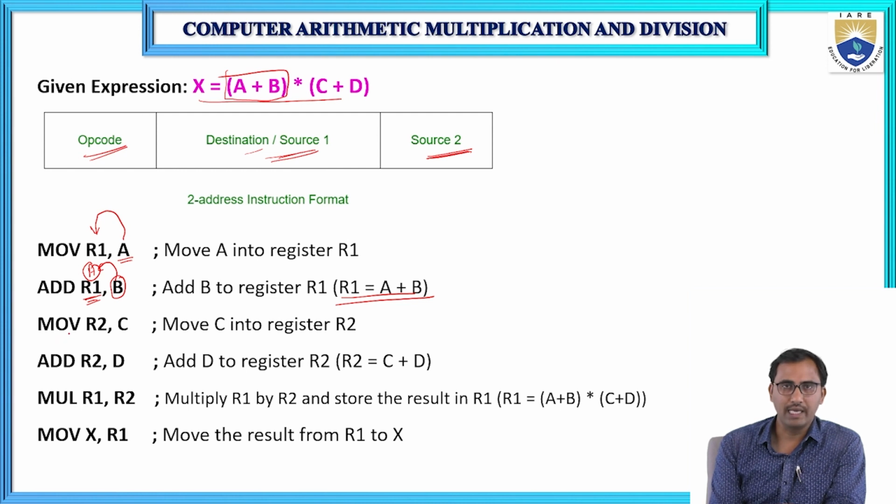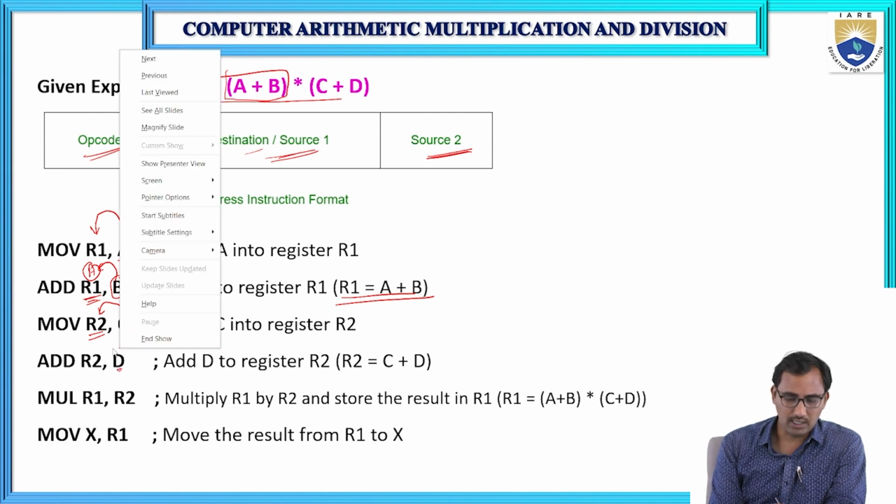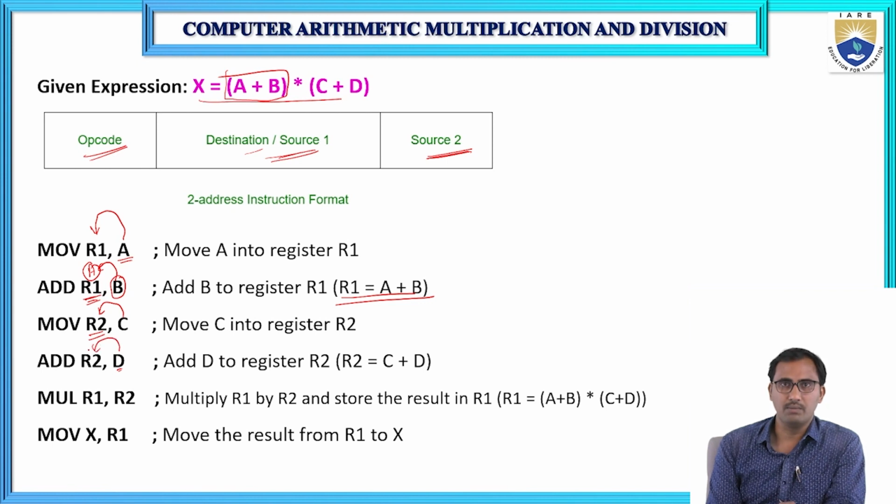Next move, I am taking another register, that is r2, and I am loading the c value into that register. So c to r2. Next add r2 comma d. So the d value I am adding with the r2 register, because in r2 I already have c. So now the sum of c plus d is available in r2. Okay, so I have the sum of a plus b and the sum of c plus d.